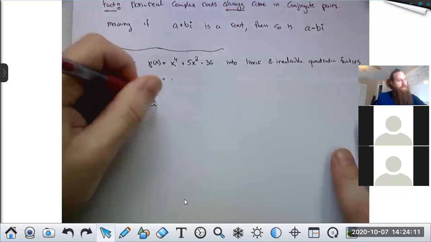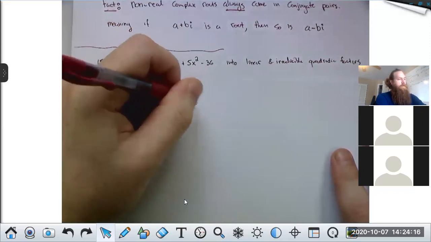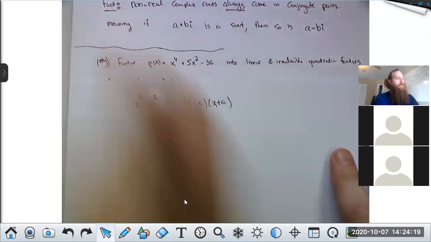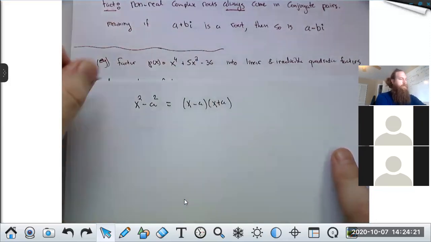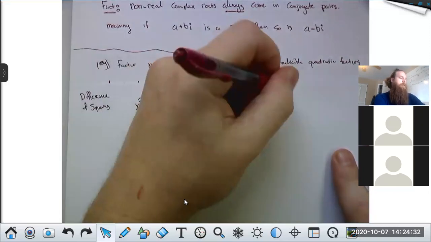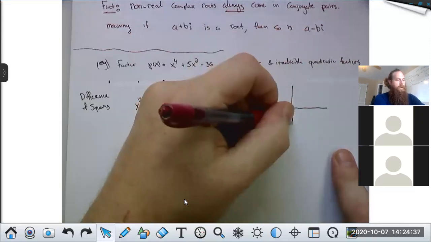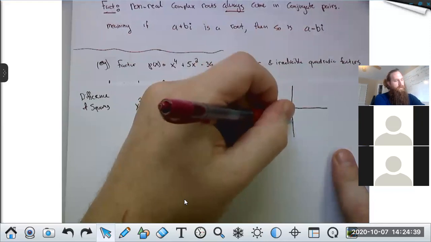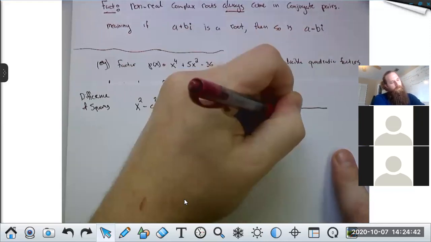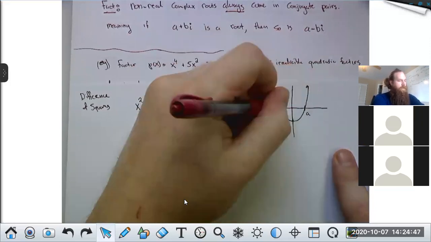X squared minus a squared always has two roots. It's x minus a times x plus a. And this is called the difference of squares. And if you think about the graph, this makes sense, because you take the x squared polynomial and you shift it down by a units, you get something that looks like this. So of course, yeah, it's got some roots, and those roots turn out to always be a and negative a.